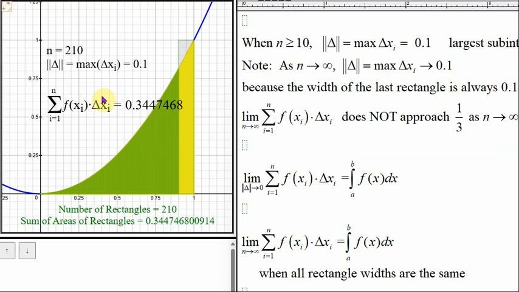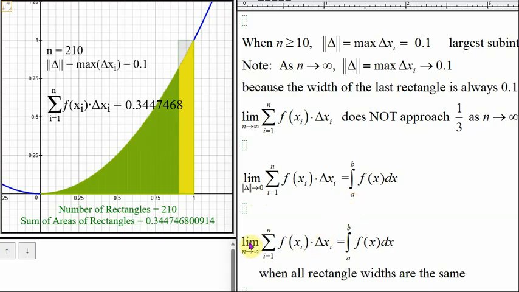And so once again we can see that as n approaches infinity, the notation with the limit of this summation as n approaches infinity does not approach the exact answer of 1/3. And so normally this is why for the exact area we use this notation right here. It says the limit of the summation with the largest width approaching 0. Because if the largest width approaches 0, then that means all widths will approach 0, and then we'll get the exact answer.